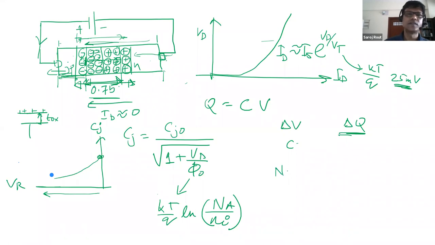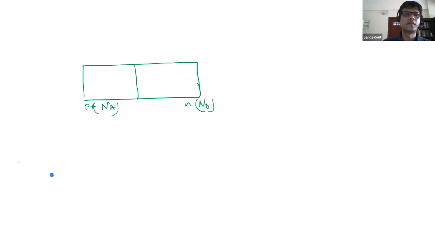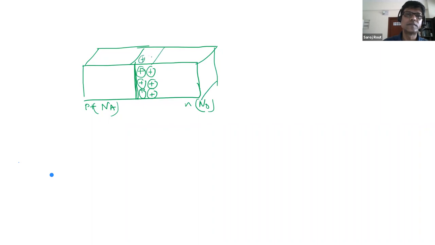And this delta Q is equal to whatever is your ND. Let me go to the next slide. All right, let me draw this again. This is my P plus with some acceptor ion concentration. This is the N type with some donor concentration. And this is the junction. Before I start putting the voltage, I already have some built-in voltage, right? So there are positive charges here. Let me draw the 3D one. This is all positive, and this side is negative.